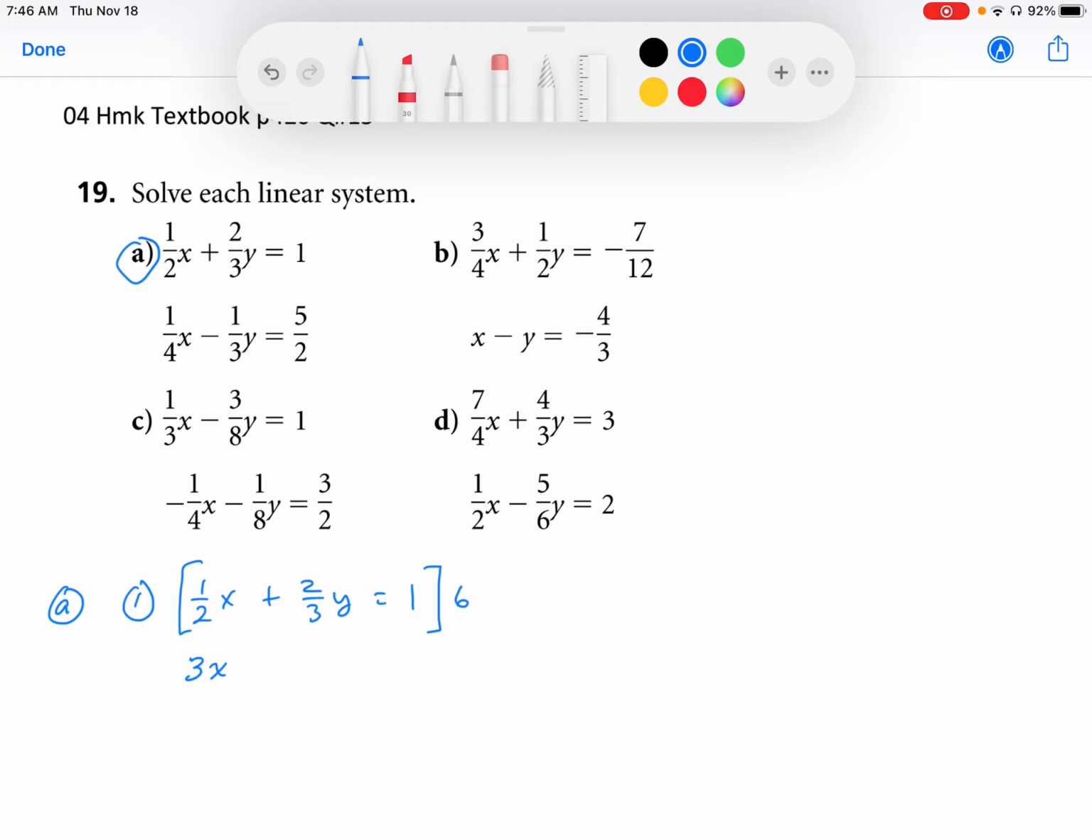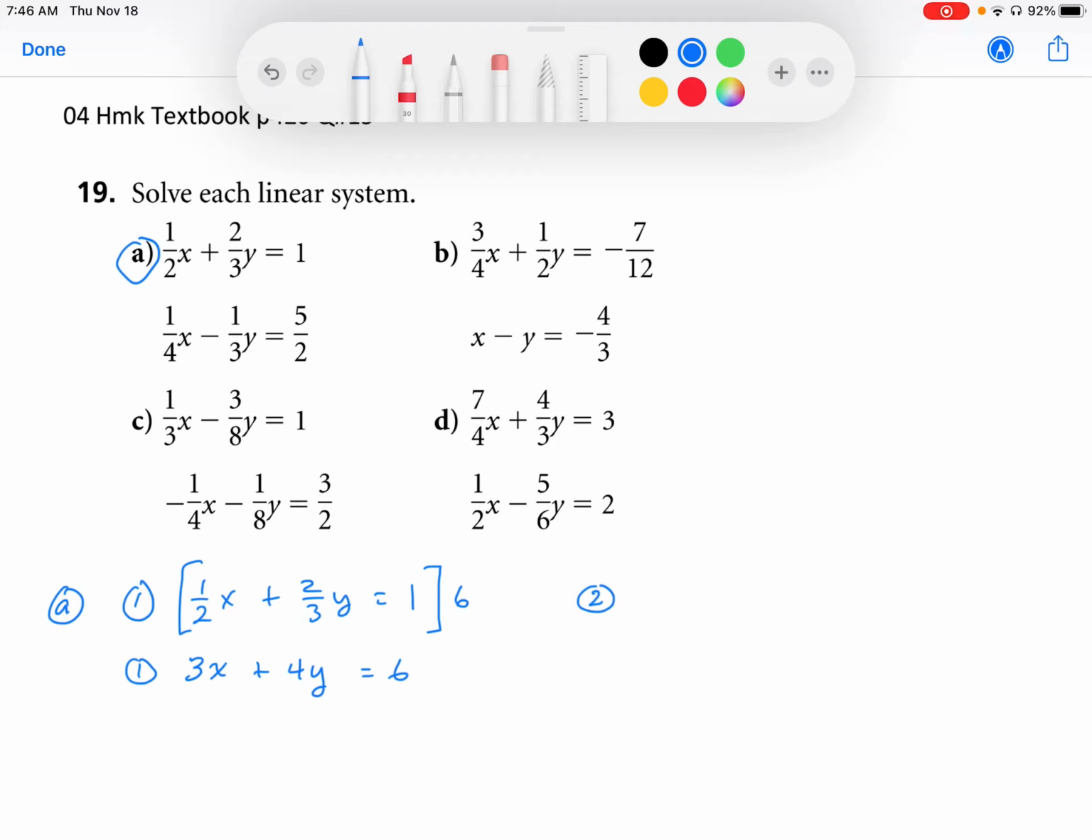So I end up with 3x, so 6 divided by 2. This is going to be 12 divided by 3, which is 4y equals 6. So that's going to be my new equation 1. I'm just going to not do this with fractions.